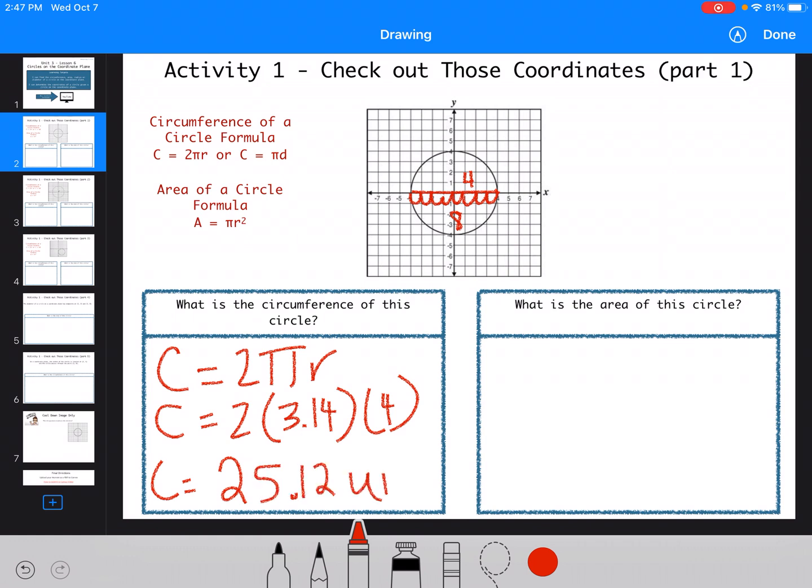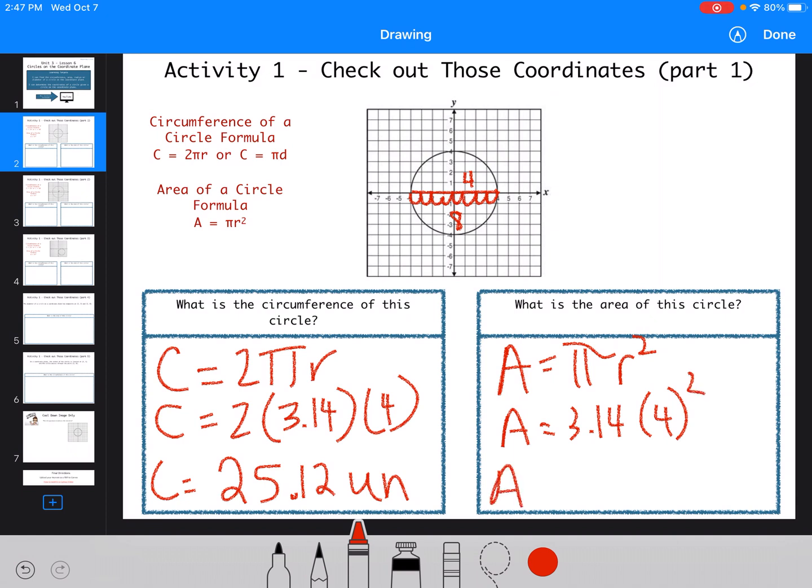25.12, and it's going to be units because circumference isn't squared. So then I'm going to find the area. So area equals pi times the radius squared. So we have area equals 3.14 times 4 squared. So that means 3.14 times 4 times 4. And I get that the area is 50.24 units squared.